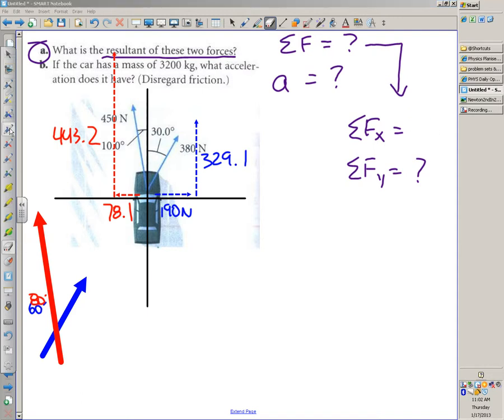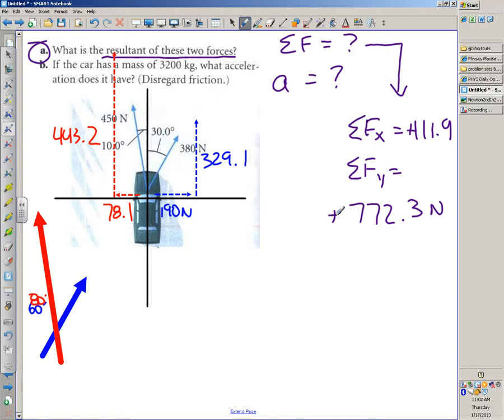Okay, so when we add up the x-axis forces, we end up with 111.9, and we'll call that in the positive direction, because generally that's the positive direction on an xy axis in math, right? Then on the y-axis, how many forces on the y-axis in this problem? 2, right? What do you see about those 2? They point in the same direction, right? So, when we add those up, what do we end up with? 772.3. And we'll also call that in the positive direction.